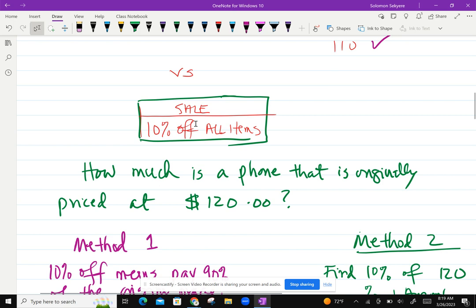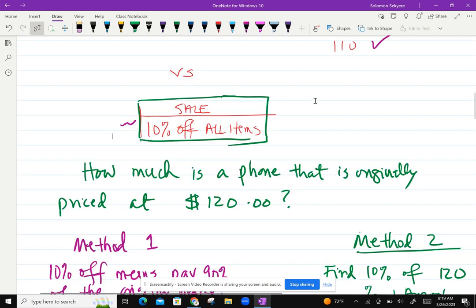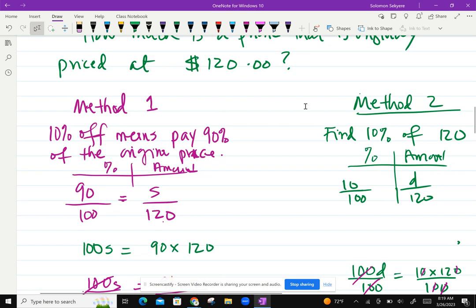Versus you're told it's 10% off. 10% off. That's different from $10 off. Here, you're given an amount. Here is a percentage. So you need to go and find that. Now there are 2 methods. I need you to look at method 1 and probably just stick with method 1.